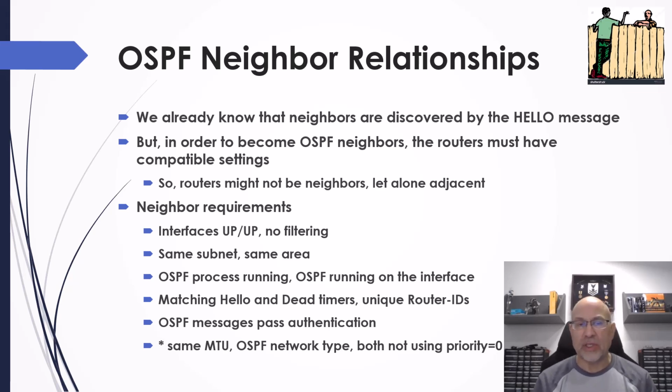Obviously, the interfaces have to be up, right? That makes sense. And we're not going to block or filter OSPF packets. You can actually do that. You turn on an ACL that is specific to something, you can filter out your routing protocol. The interfaces also have to be on the same subnet and the same area. We'll see that that breaks things immediately.